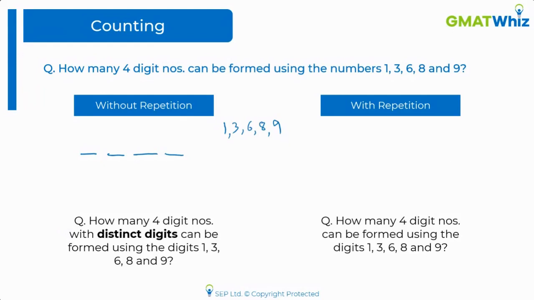I believe all of you are with me. Okay, good. So I have 5 numbers available with me. I have to fill 4 spaces using these 5 numbers. Now, how do I do that? You take up any place if you want to.